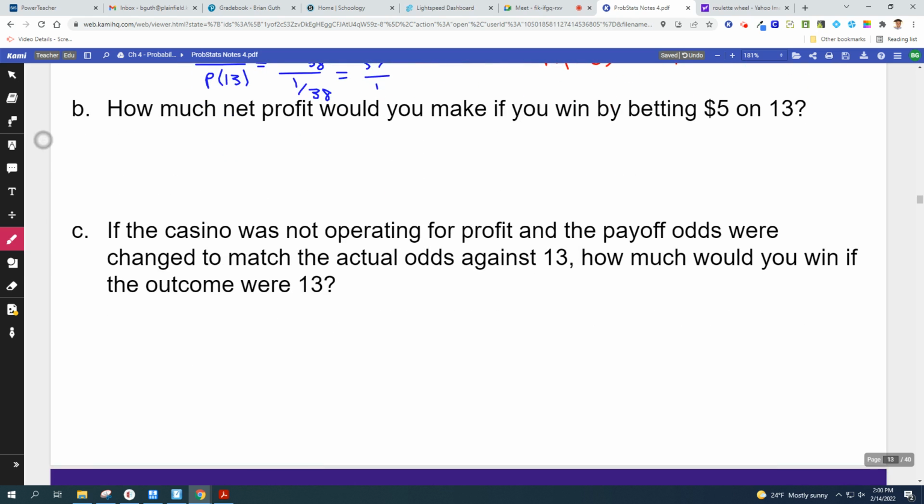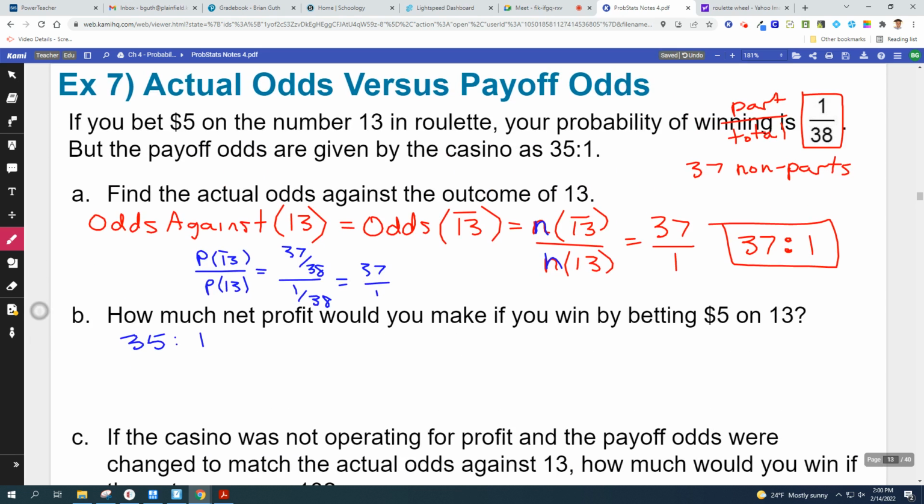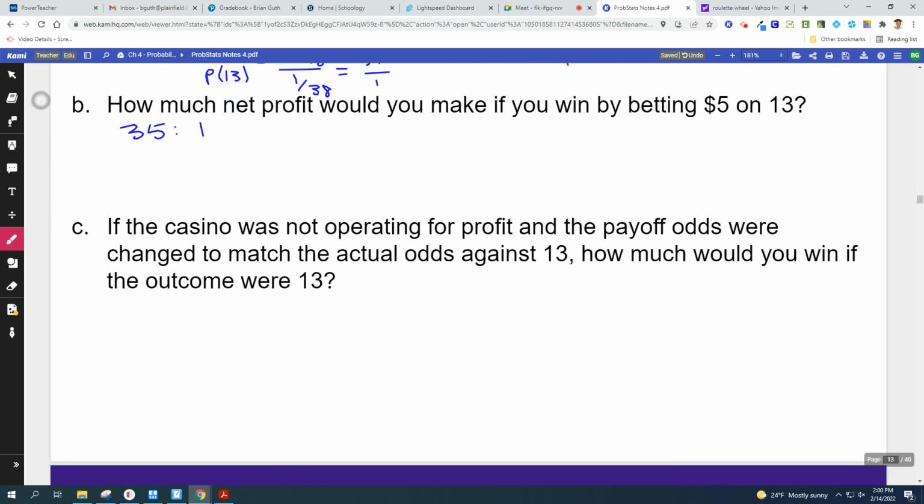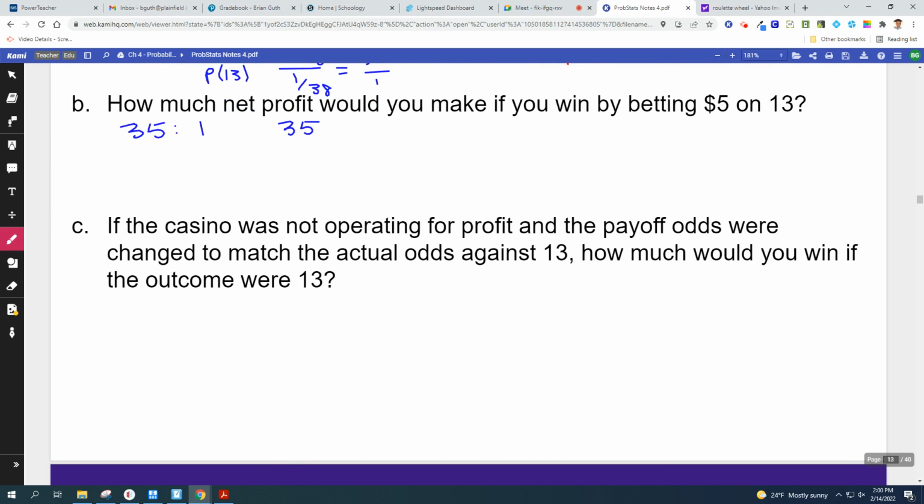Okay. Next, how much net profit would you make if you win by betting $5 on the number 13? So how much would you make? Remember, the casino's odds from the problem were 35 to 1. Payoff odds, 35 to 1. So let's write that as a fraction, 35 to 1, and we want to know what our payoff is if we bet 5. It's just a simple proportion. We can cross multiply to solve. We're multiplying 5 times 35. 5 times 35 is 175.